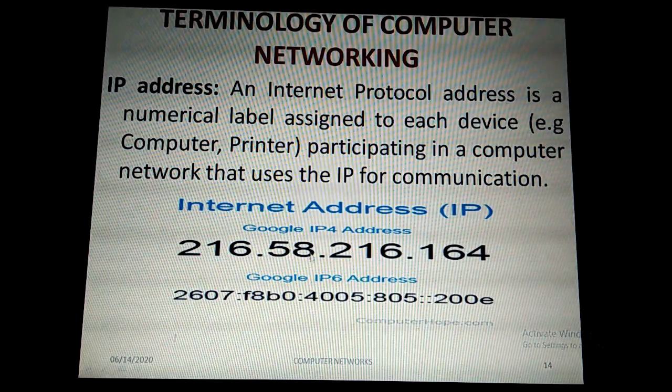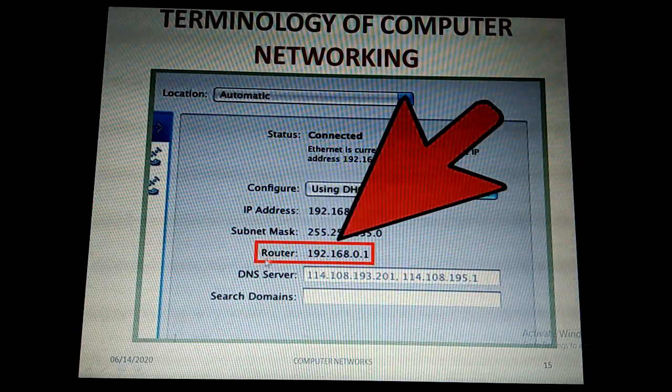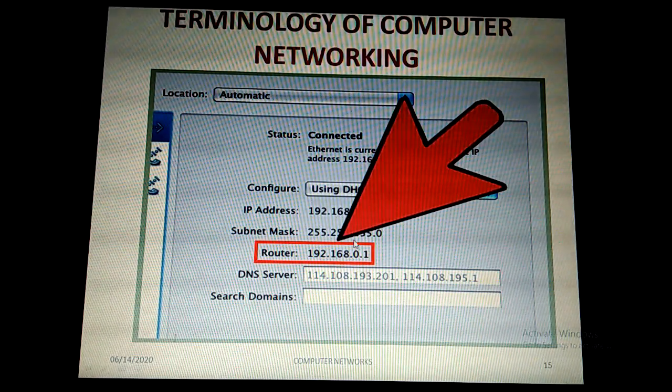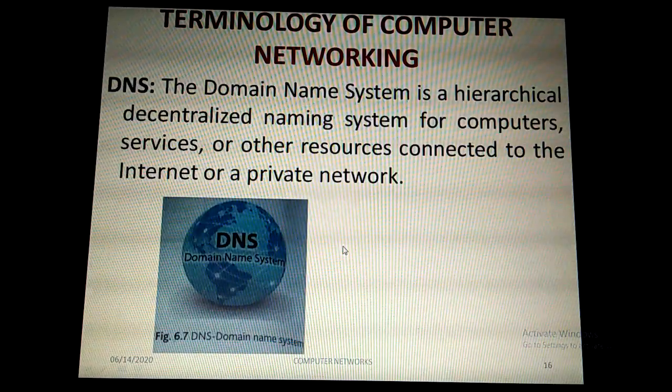So with the help of this numerical address, every computer or printer which is connected to the internet can be easily identified. So this is an example of an IP address. See here, 192.168.0.1, like that we can give the IP address.